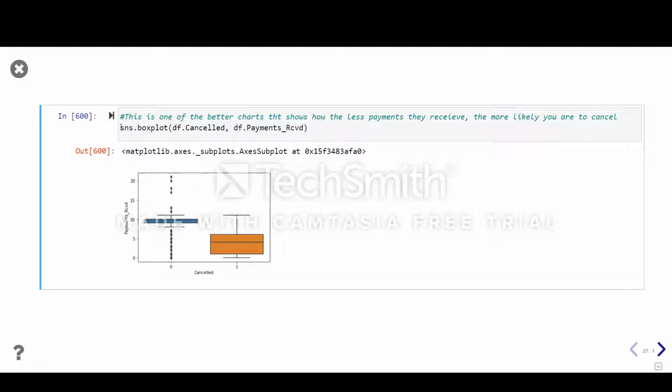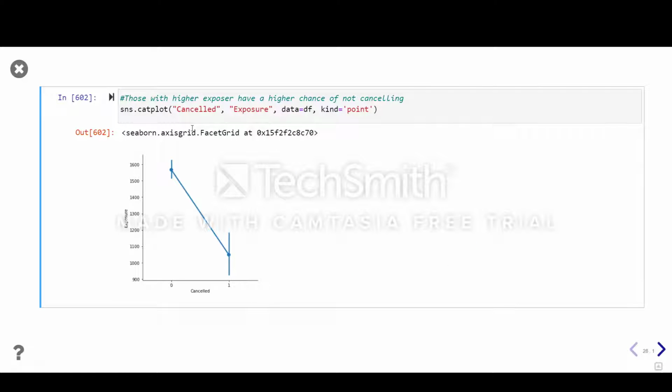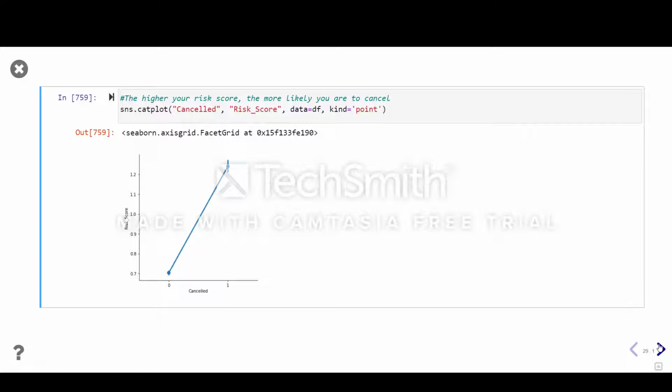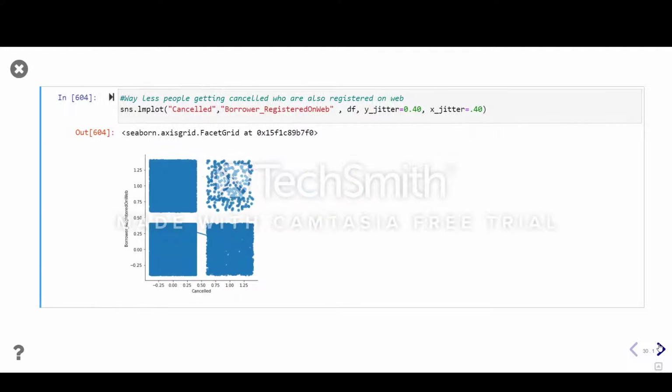And then this was by far my favorite, payments received. You got a good chunk of data showing that the more payments you received, in the left column, you would see that you're less likely to cancel, and the people that had a lower amount of payments were more likely to cancel. And then this one was good, exposure. You had more people canceling with lower exposure. Another one saying risk score, higher risk score, higher likelihood of canceling.